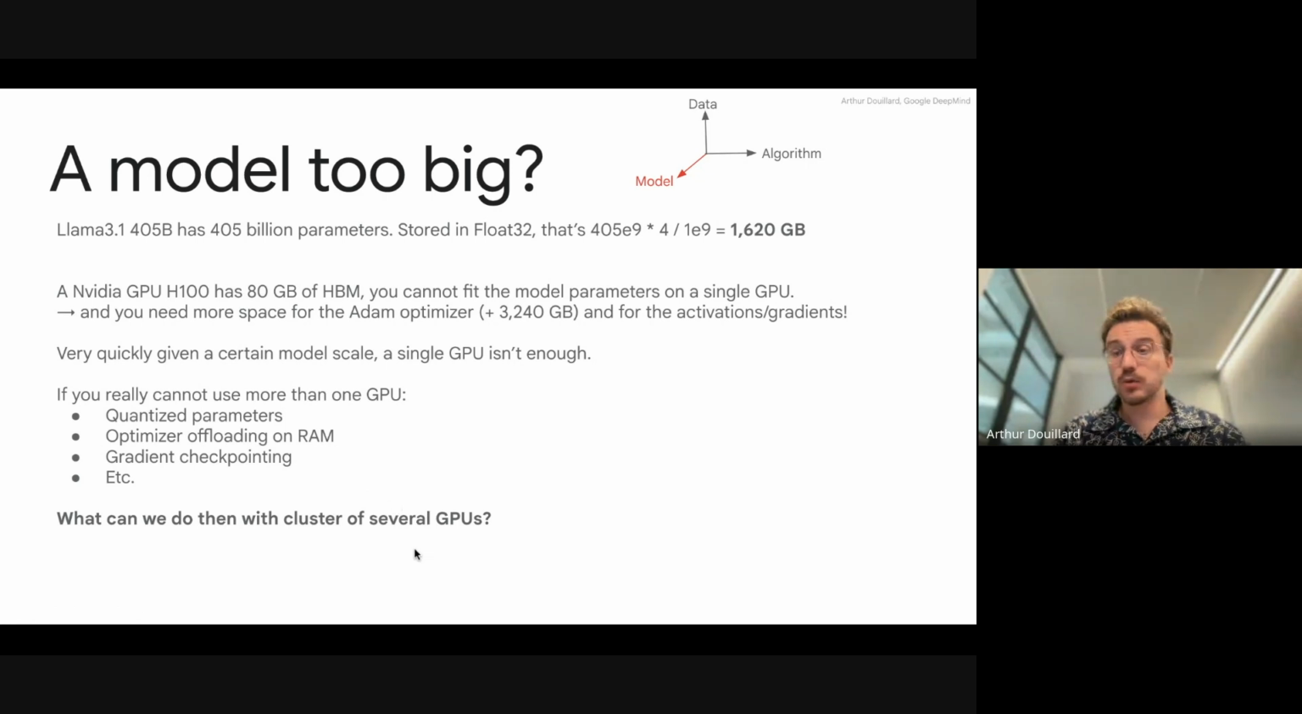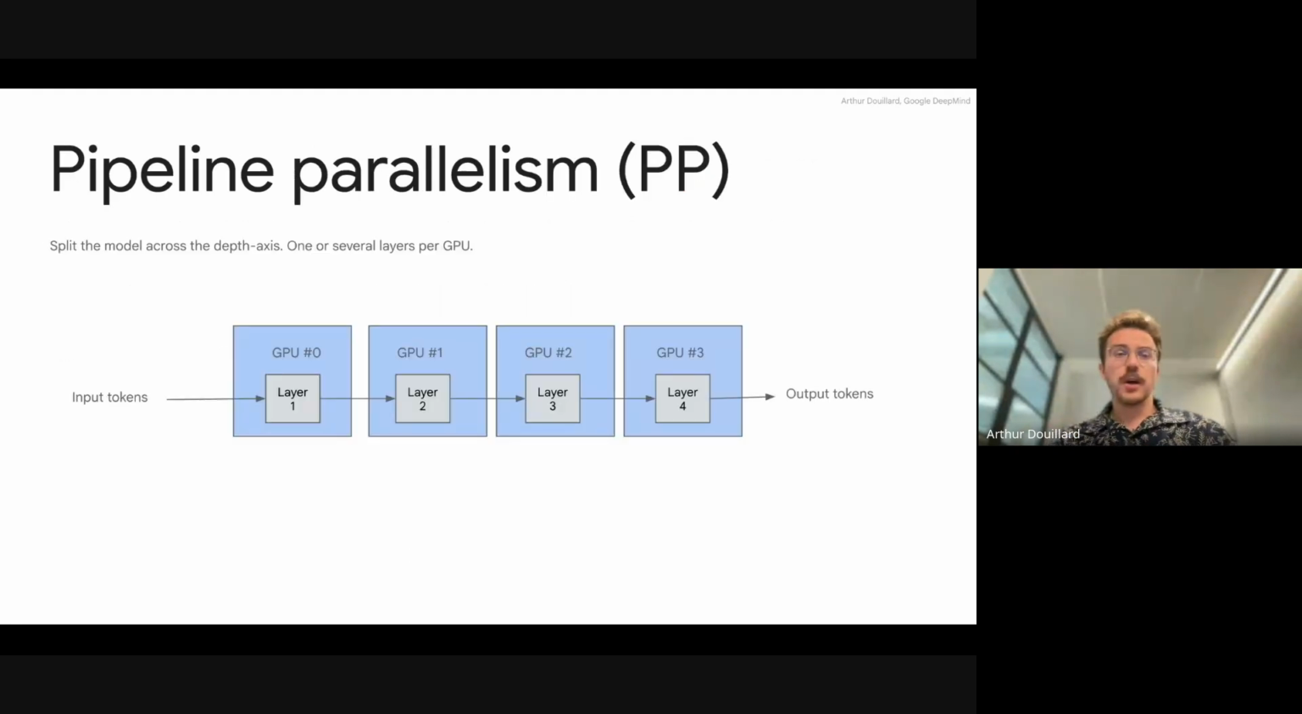And at some point, we want to use multiple GPUs in order to train a bigger model. So here I'm going to show very quickly two existing methods. You have first pipeline parallelism, PP. This is probably the most intuitive one. You simply split the model across the depth axis, so you put one or several layers per GPU.